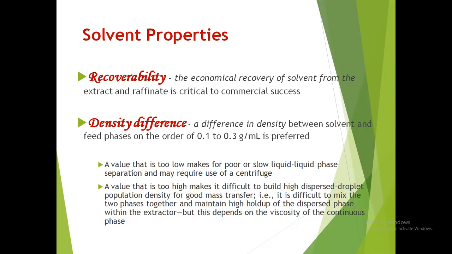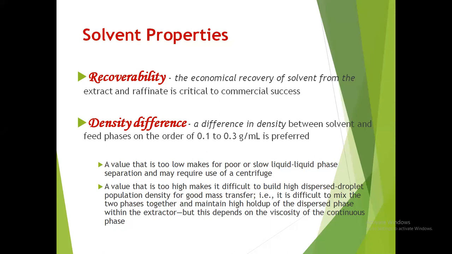Now, what about density? We have talked about viscosity a while ago as a hindrance to mass transfer. A difference in density between the solvent and the feed phases in the order of 0.1 to 0.3 gram per ml is preferred. So the difference between the density of the feed and the density of the solvent should be within this range, 0.1 to 0.3. A value that is too low, meaning lower than 0.1, makes for poor or slow liquid-liquid phase separation. It is slow to separate and may require use of a centrifuge, and that would be added cost.